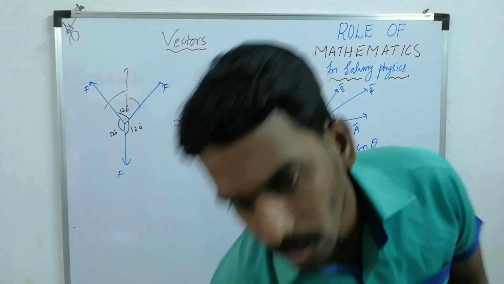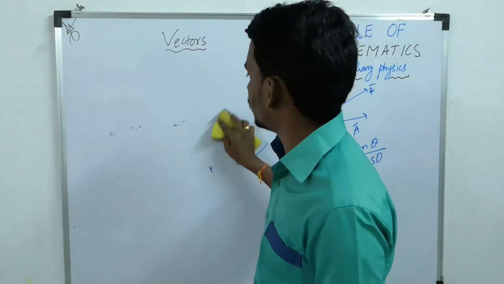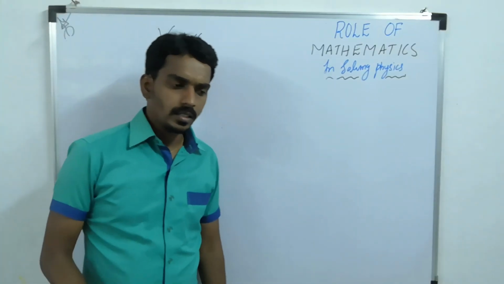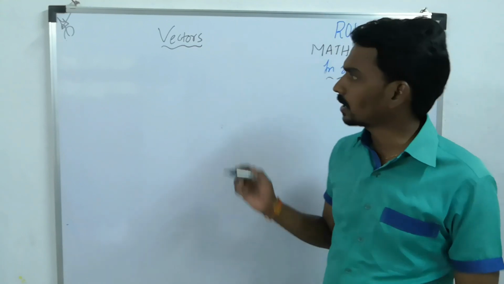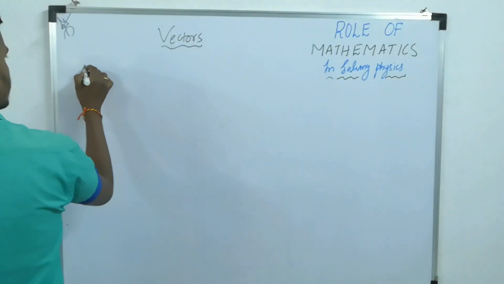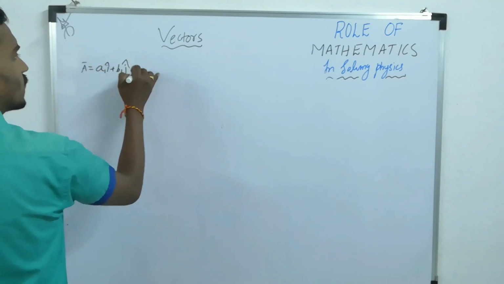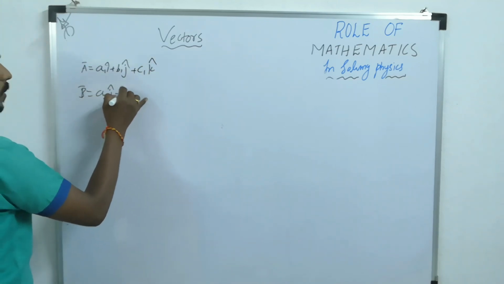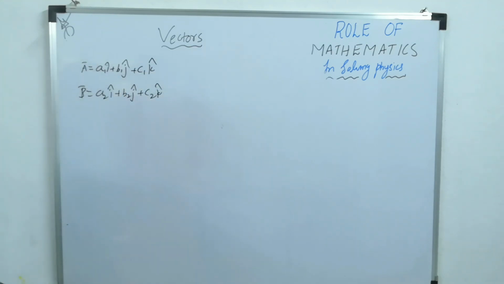And the last and final one, that is the product of two vectors. So let's understand the importance of the product of vectors. Now let us discuss the third thing about vectors, that is the product of vectors. Let's take two vectors: A bar as A1 i cap plus B1 j cap plus C1 k cap, and B bar as A2 i cap plus B2 j cap plus C2 k cap. These are the two vectors.